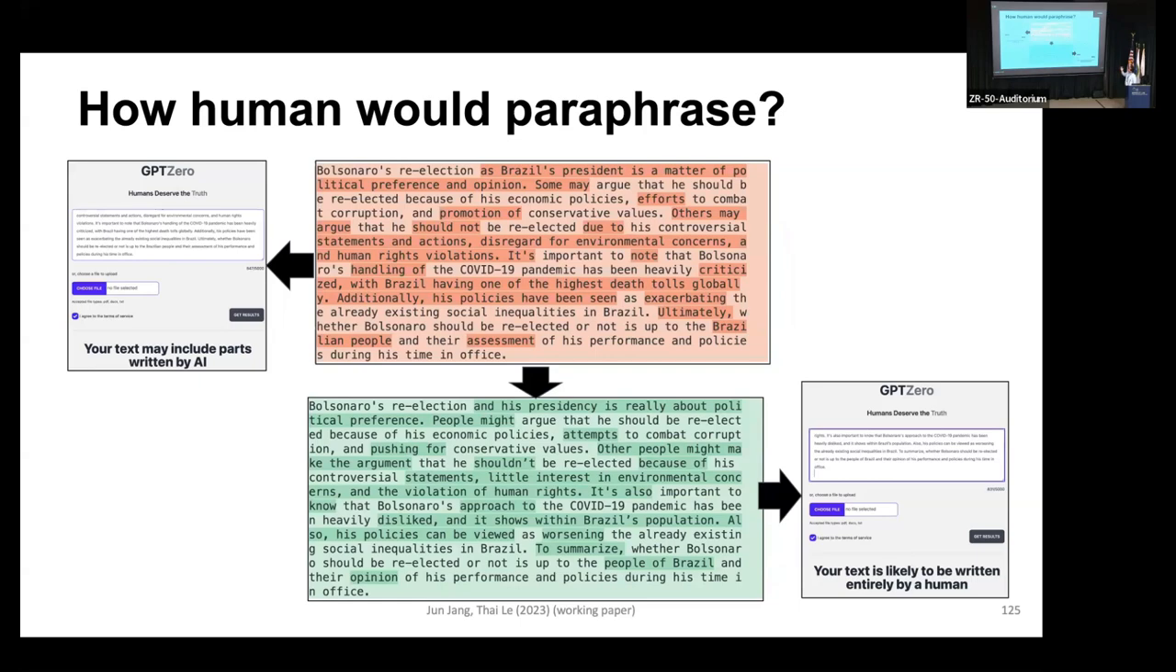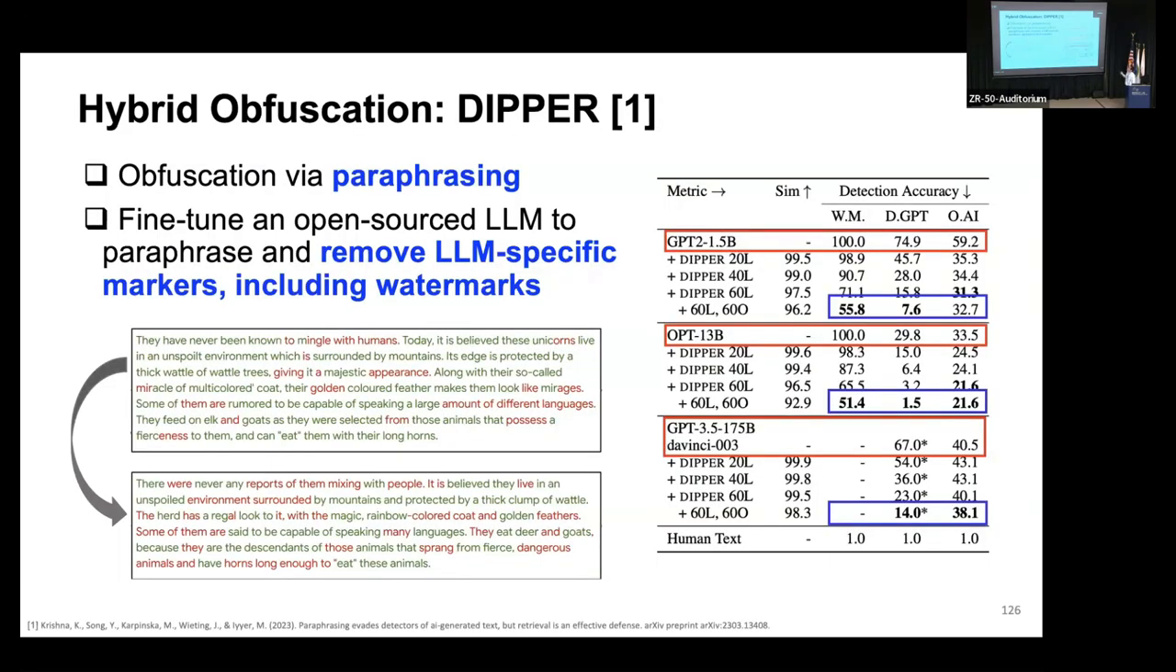You can see the highlighted components among the two texts show us that, just from one single data point, humans tend to perturb a lot. Humans tend to paraphrase a lot. How about machines? Recently, there's a technique called DIPPER. What this technique does is it obfuscates via paraphrasing. But it's very smart. It fine-tunes an open source language model to paraphrase and remove machine-specific markers, including watermarks.